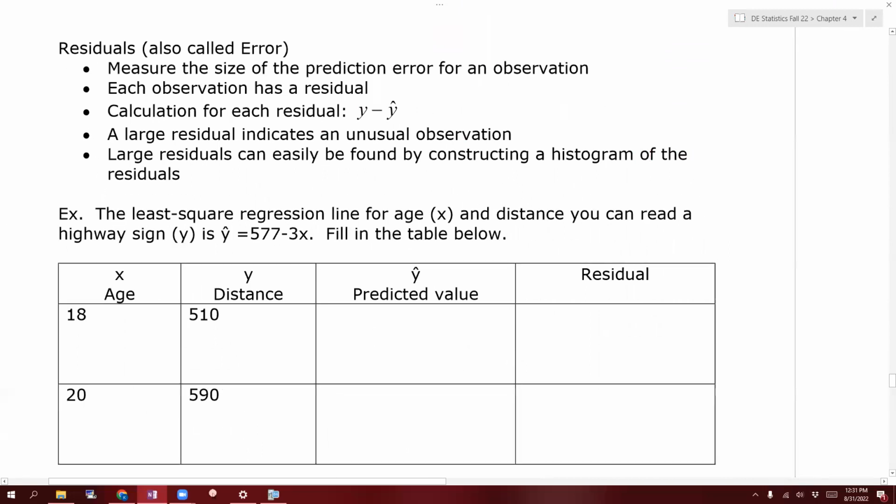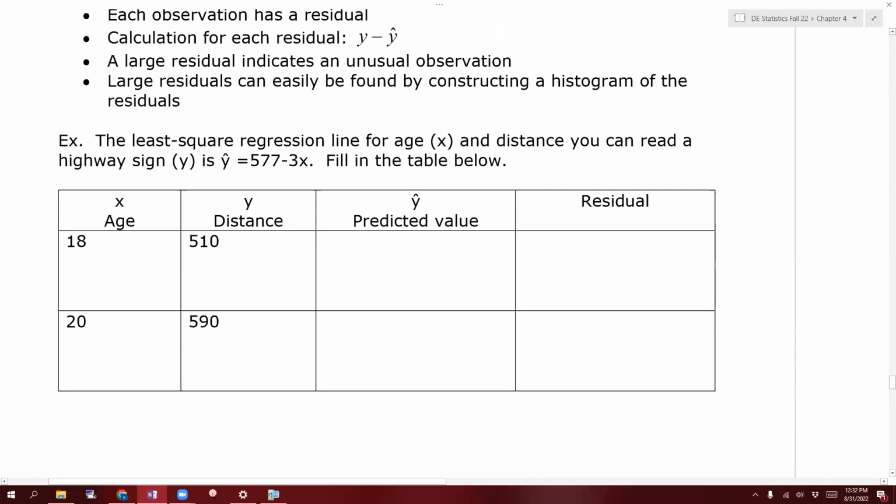This goes into more about residuals, and then it gives us 2 examples. It talks about how far away someone can see a highway sign, and it gives the actual distance that they could see it at, and it wants us to find the predicted distance and then determine the residual based off of that. So go ahead, do those two calculations, find the two predicted distances, and then the residuals for both of those, and then we'll go over it together.